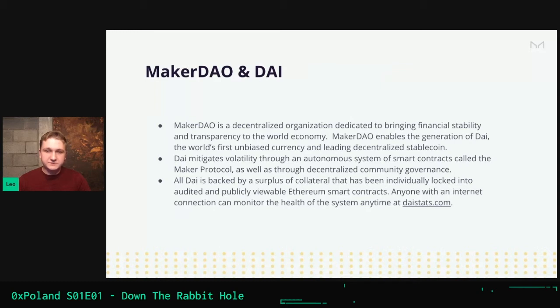DAI mitigates volatility through the autonomous system of smart contracts called the Maker Protocol, as well as through the centralized community governance. As DAI is backed by a surplus of collateral that has been individually locked into an audited and publicly viewable Ethereum smart contract, anyone with an internet connection can monitor the health of the system anytime at DAI stats. And why is it important?